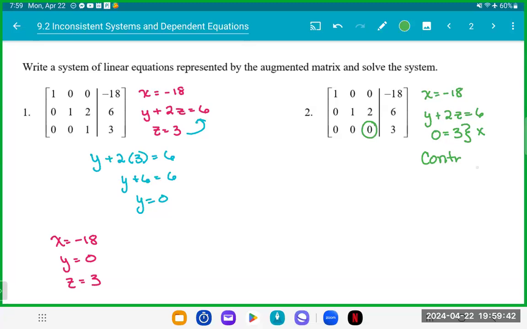Okay, so it's a contradiction. So that tells me that my system is inconsistent and there is no solution.